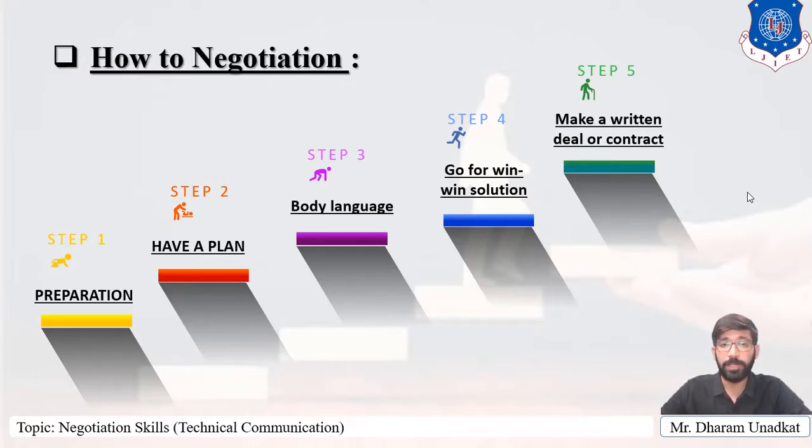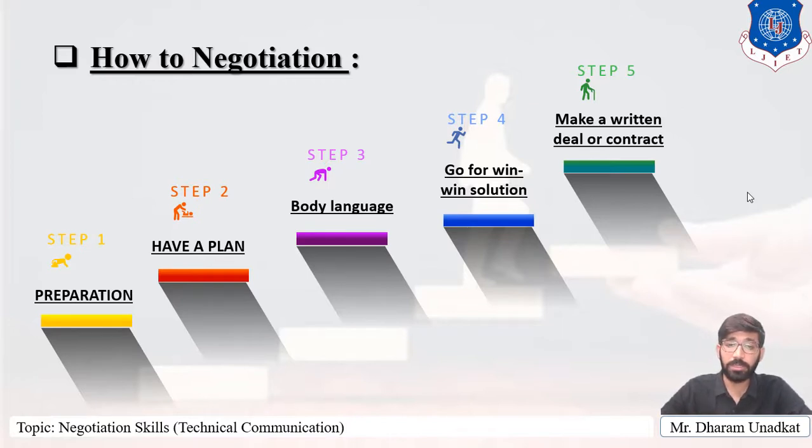As we know, we are moving with module number 3, that is Technical Communication. In the previous video, we started a new topic, that is negotiation. In that video, we covered what negotiation is: it is the discussion with someone in order to reach an agreement. This is the definition of negotiation. Also, we covered the process of negotiation and negotiation styles.